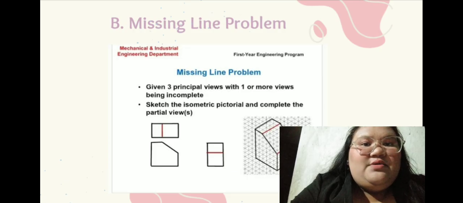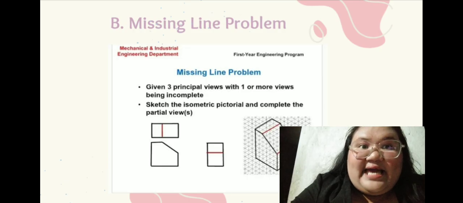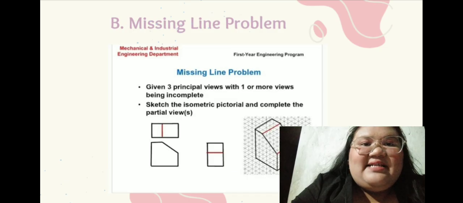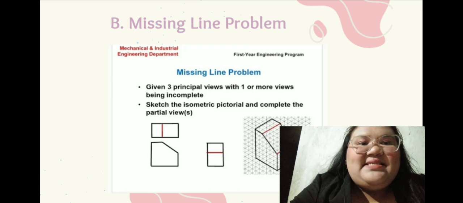Next is the side view. The middle figure shows a rectangle with a horizontal red line inside. Again, this red line represents an edge on the object. These three views together describe the object, but some lines are missing and must be identified.